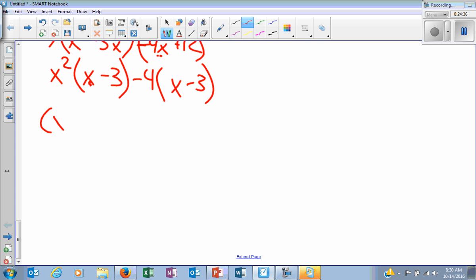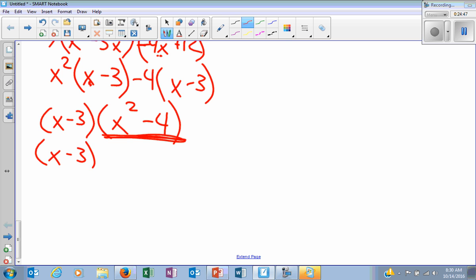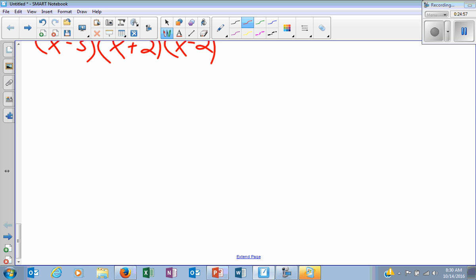These guys have an x minus 3 in common. What am I left with? X squared minus 4. Am I done? No. What is this right here? Difference of squares. So I'm left with x plus 2, x minus 2. All this should be coming a little easier because notice it's a lot of your old stuff that we're doing together.